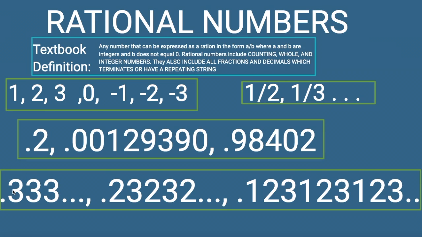Okay, and then the last part of rational numbers would be, if it goes on for infinity, it needs to be repeating. So 0.333, 0.232323, and then like 1, 2, 3, 1, 2, 3, 1, 2, 3. As long as there's a certain pattern to it and it goes on for infinity, then it's also a rational number, because that could be expressed as a fraction. Like 0.333 can be expressed as 1/3. All of these would be rational numbers. We should be very familiar with these numbers.